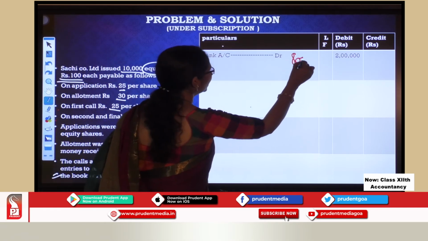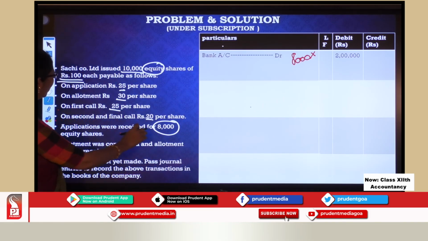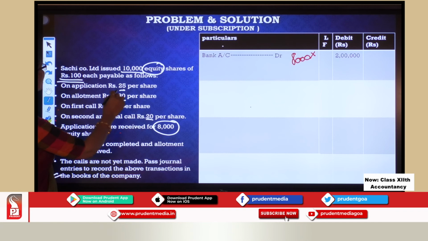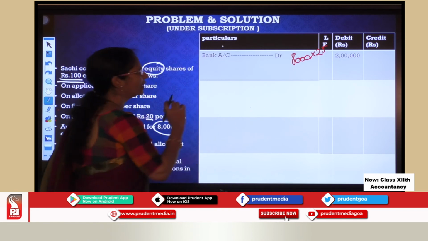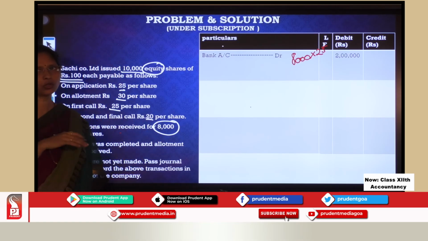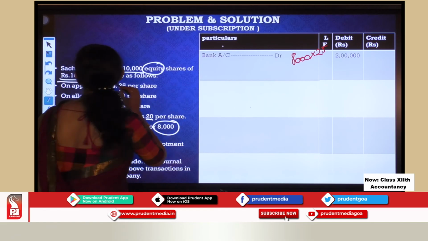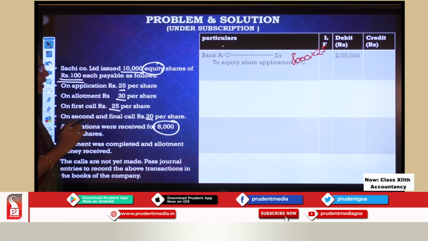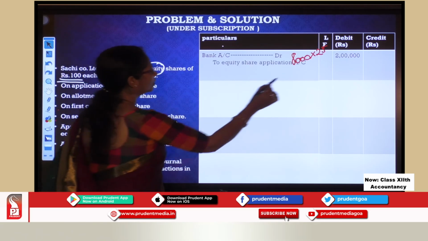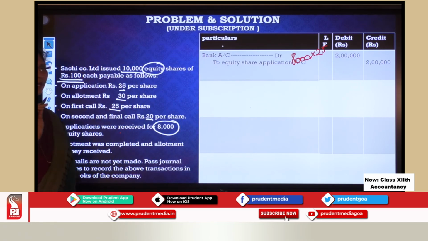So, how many applications did I receive? I received 8,000 applications. How much per application? Per application I have to receive 25 rupees. So, how much am I receiving? 2 lakh. Now, why am I receiving this 2 lakh? Because of share applications. So, to equity share application account, I have to credit the amount. Okay. So, I have got bank account debit to equity share application account.